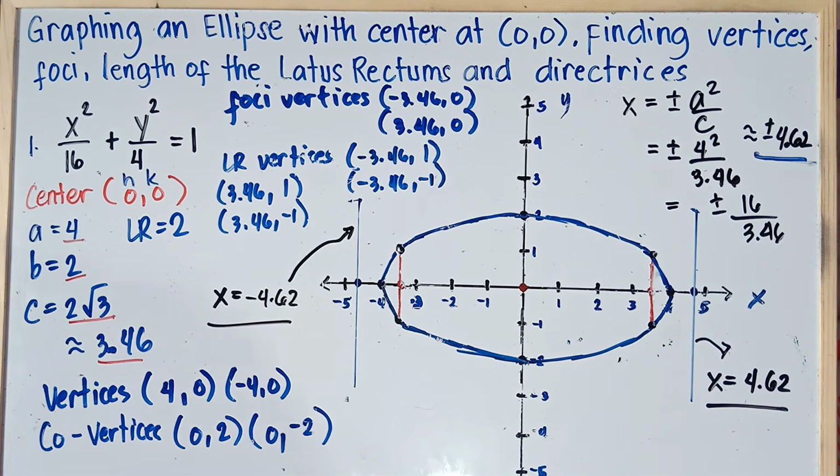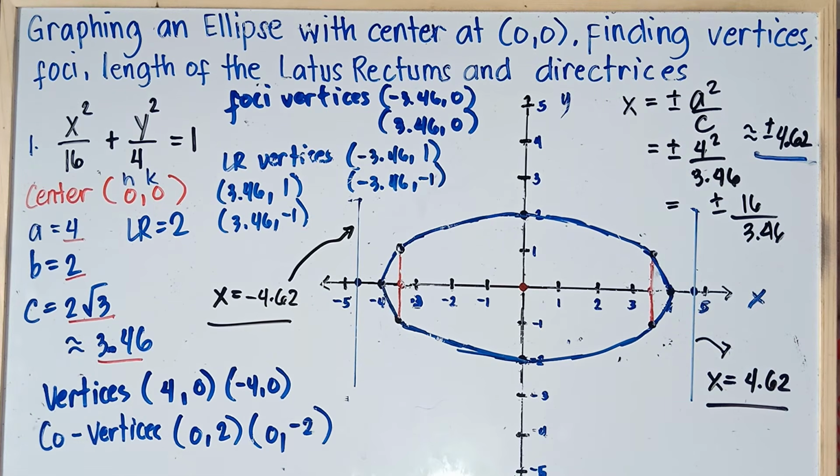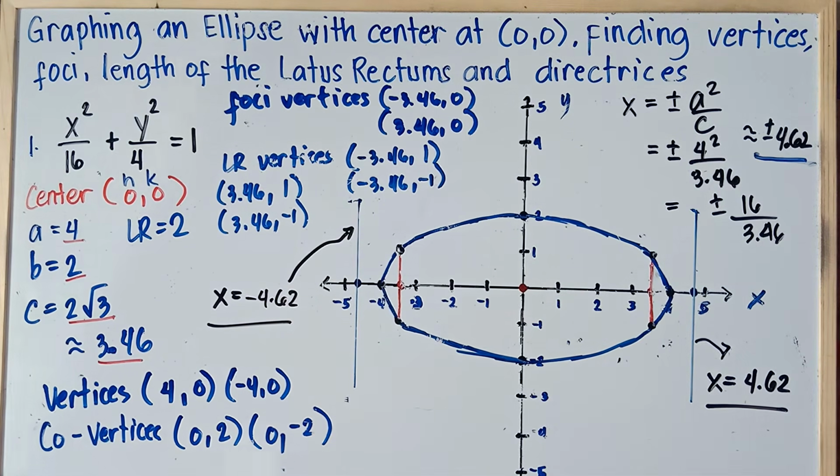Alright, so I hope, class, you learned something new today with regards to this one. So quite complicated, right? But we need to explain this one, class, step by step. So we're done with the center, with the vertices, with the foci vertices, the latus rectum, the co-vertices, the focus, the directrix, or the latera recta.